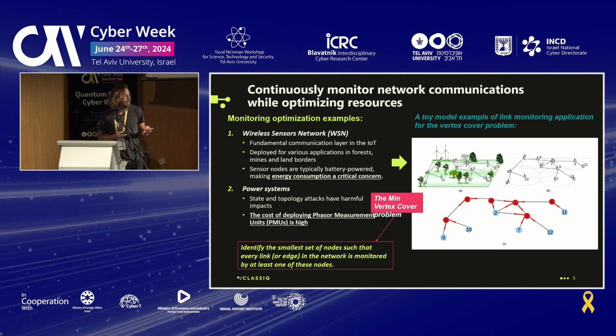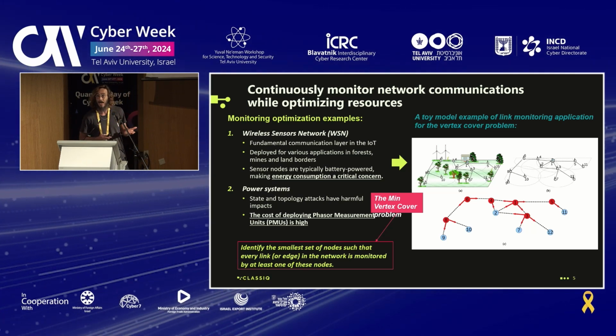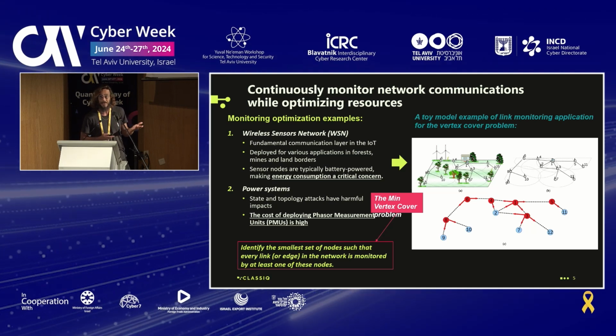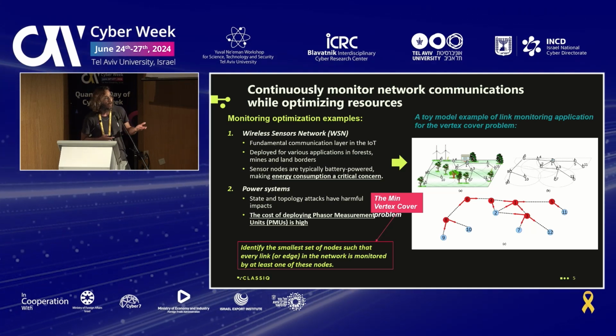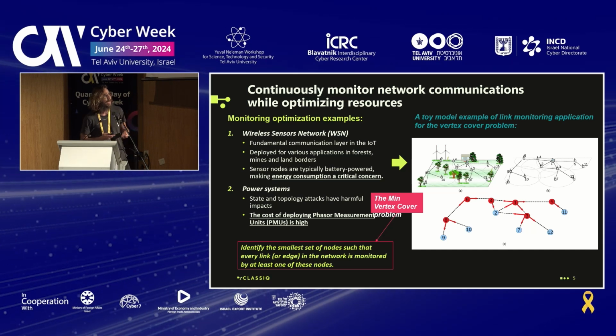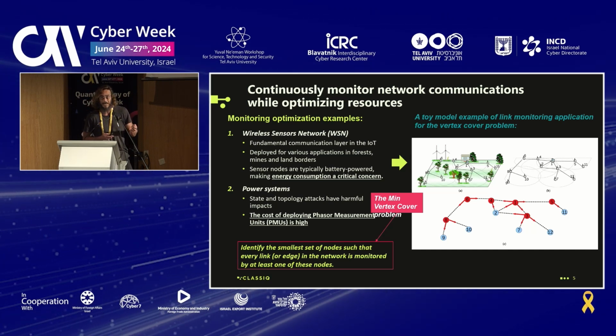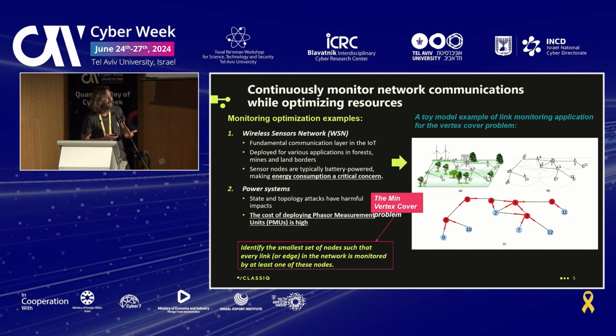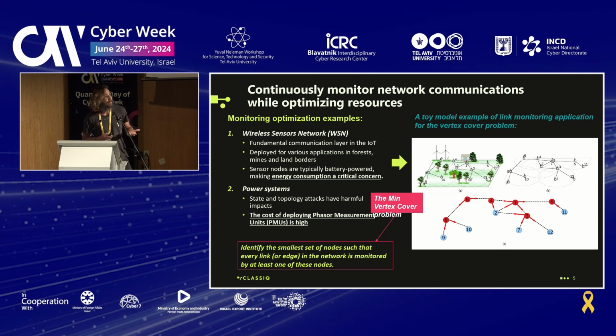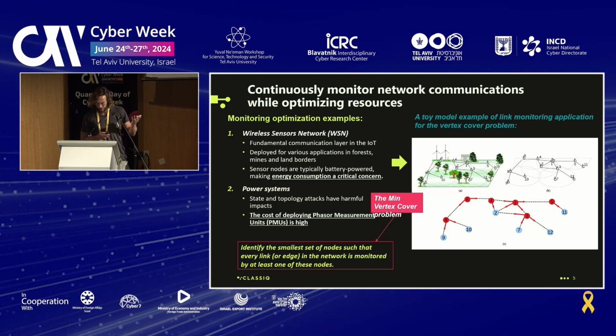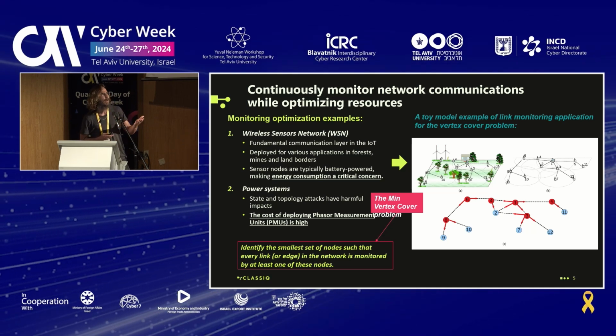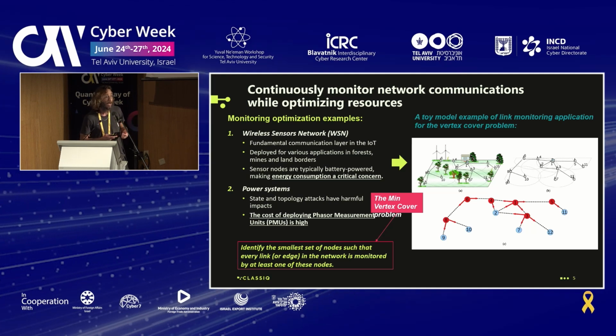Number two, power systems, nuclear plants. We've seen those are subjected to topology and state attacks, such as Stuxnet and so on. And apparently those can be effectively monitored and mitigated using an extremely expensive sensor, which is the phasor measurement units, the PMUs.